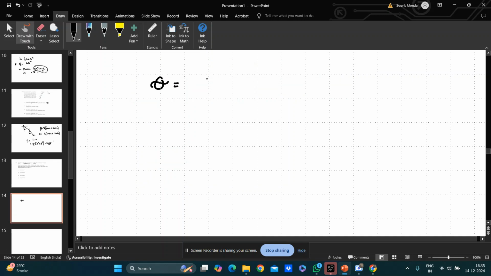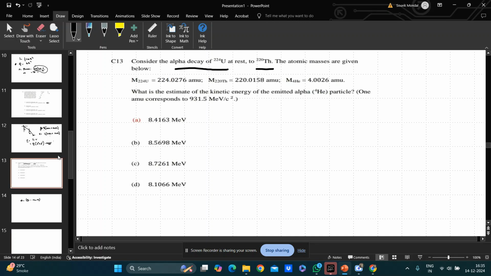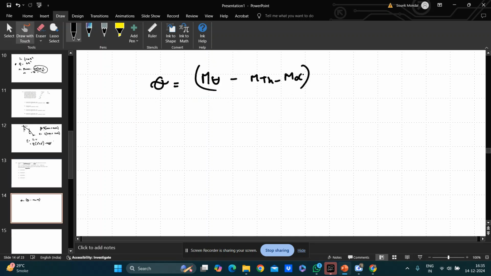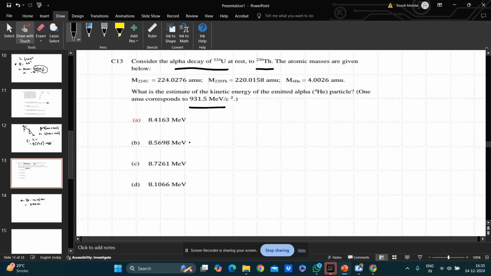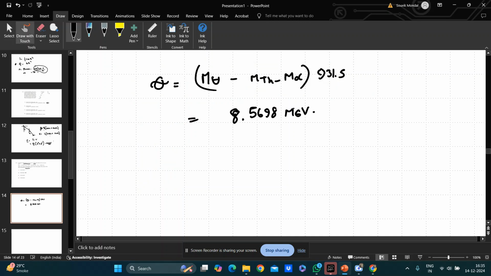Q value is simply the mass of uranium minus mass of thorium minus mass of alpha, into 931.5. So if you do this calculation you will get 8.5698. But this is the total Q value, not the kinetic energy of the alpha particle. You can mistakenly take this answer, but this is not correct. We have to calculate the kinetic energy of the alpha particle.